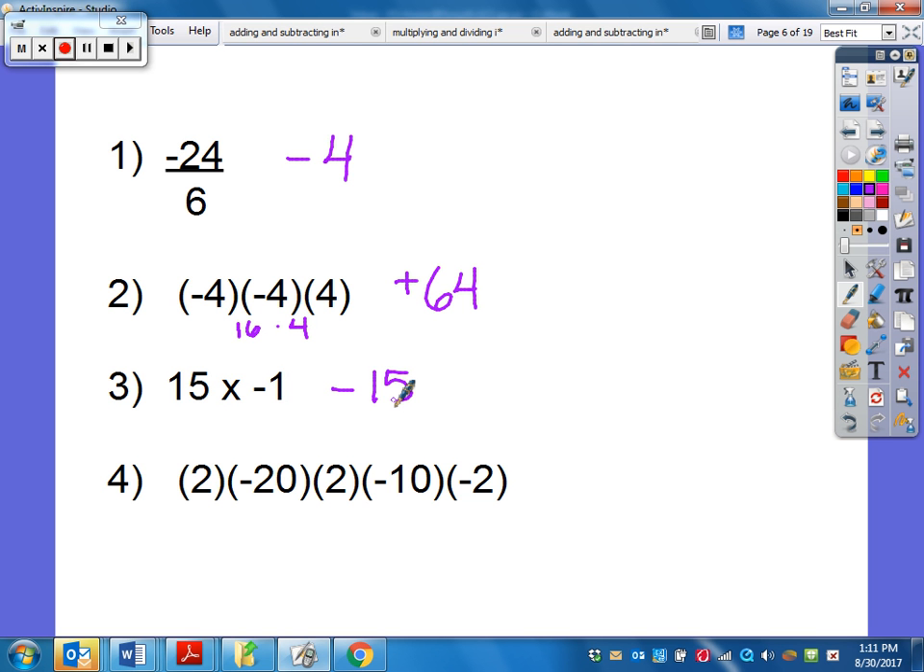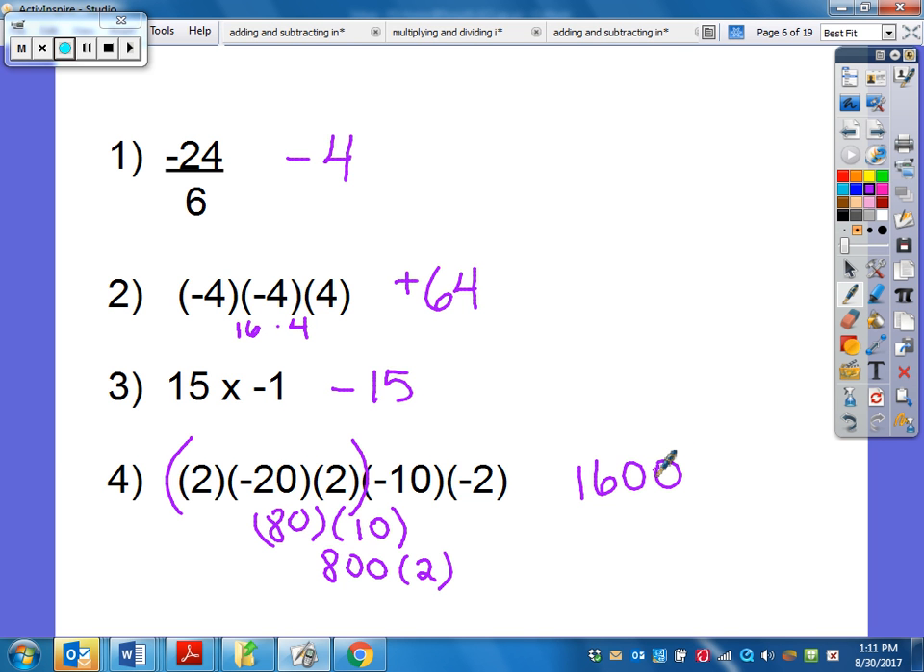Oh my. I'm going to do the math first with the numbers. So 2 times 20 is 40, times 2 is 80. 80 times 10, let's write this out. So those 3 numbers were 80. Times 10 is 800. Times 2 is 1600. Now let's figure out if our answer should be positive or negative. We're going to count the signs. 1, 2, 3. If there's an odd number of negative signs, the answer is going to be negative.